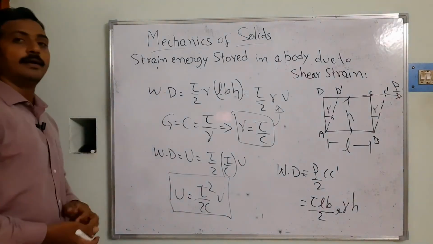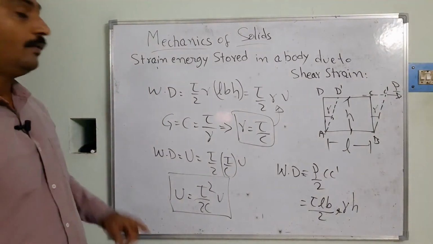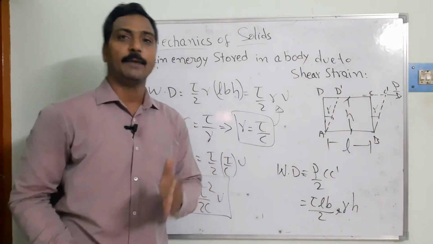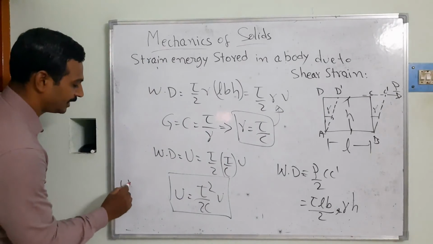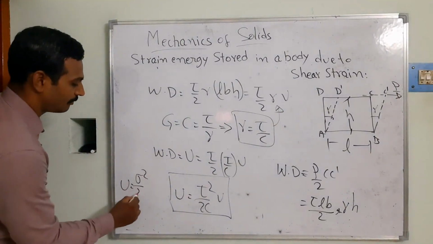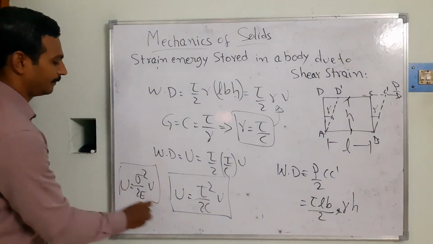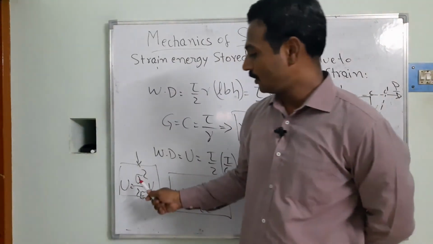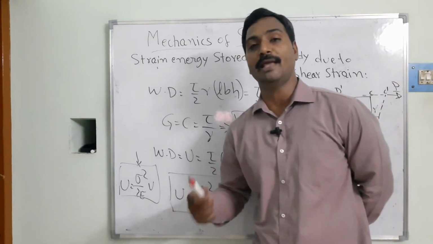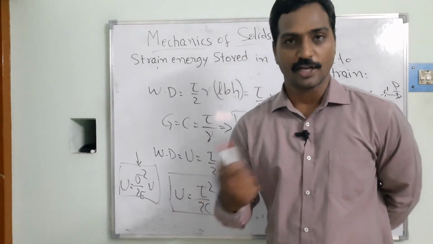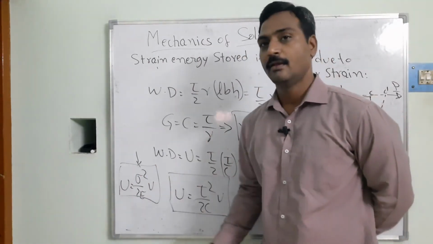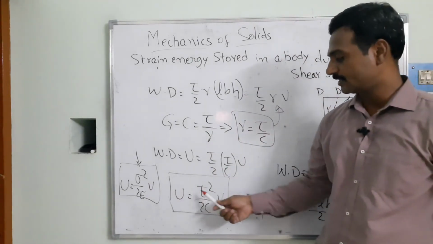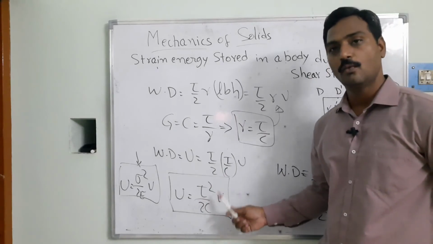So this is the magnitude we have derived when the member is subjected to shear stresses. In the case of a gradually applied load, the strain energy we get is sigma square by 2E into volume. This is because of the tensile load, which may be gradual, sudden, or an impact load. But when the member is subjected to shear stresses, we get tau square by 2C into volume.